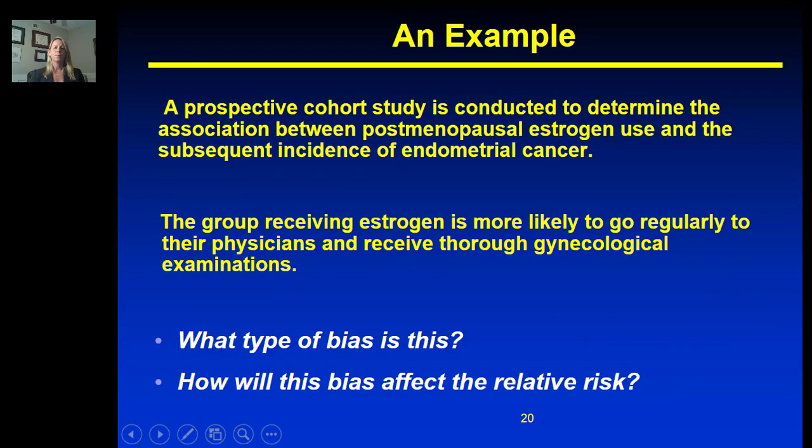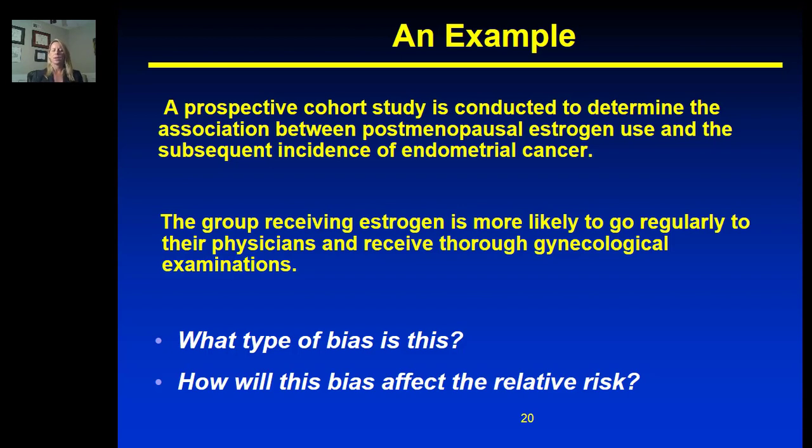So I'm going to give an example. This is a prospective cohort study to determine the association between postmenopausal estrogen use and the subsequent incidence of endometrial cancer. The group receiving estrogen is more likely to go regularly to their physicians and therefore receive more and more thorough gynecological examinations. So the question I have is, what type of bias is this, and how will it affect the relative risk?